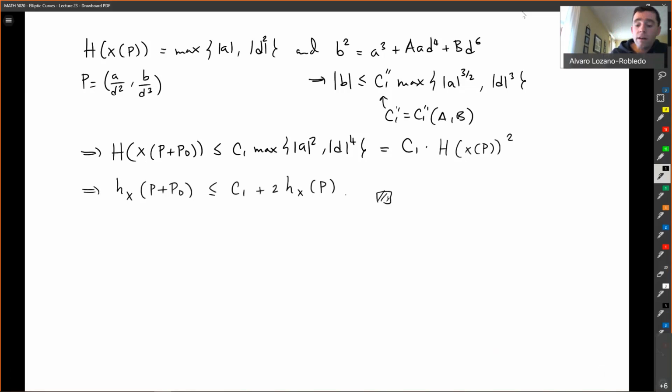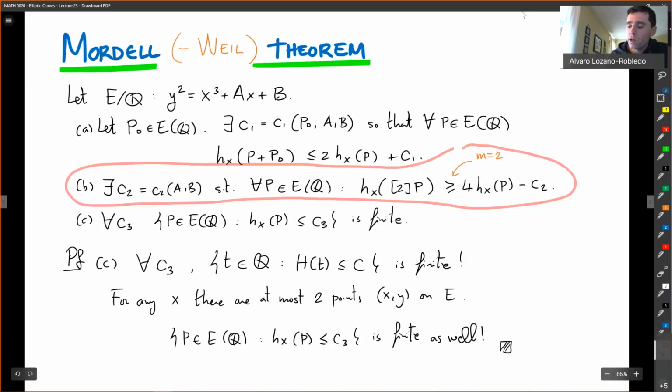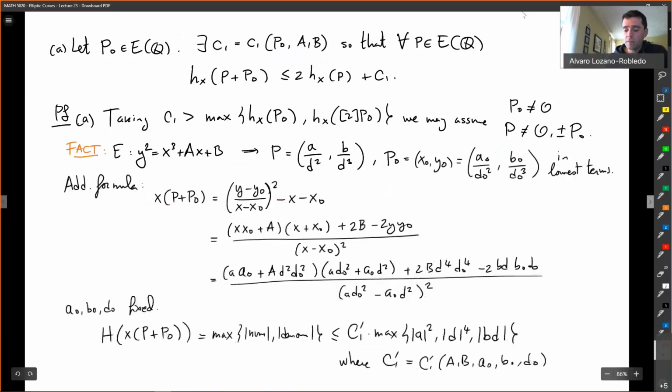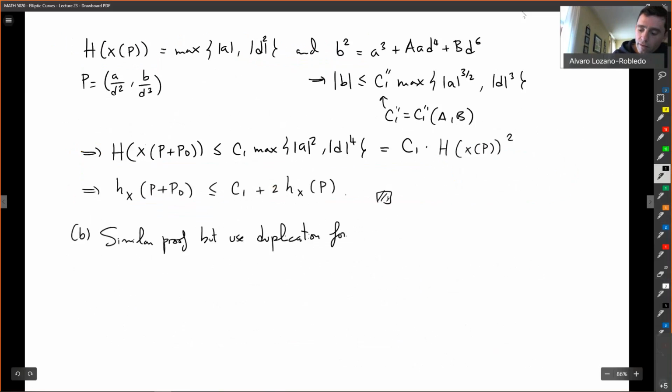All right, and then part B, let's see, what was part B? Part B is similar. I'm not going to do it, but for part B, you just do a very similar trick to what I just did here, but using the duplication formula instead of the addition formula.